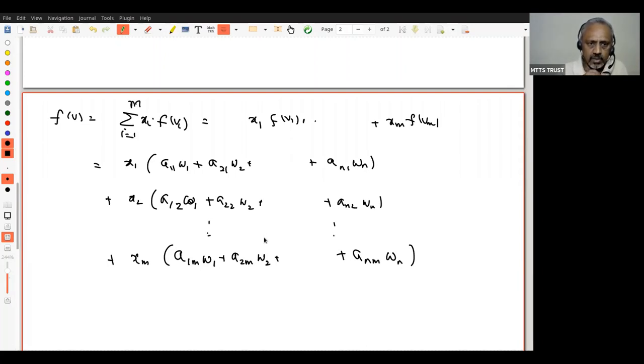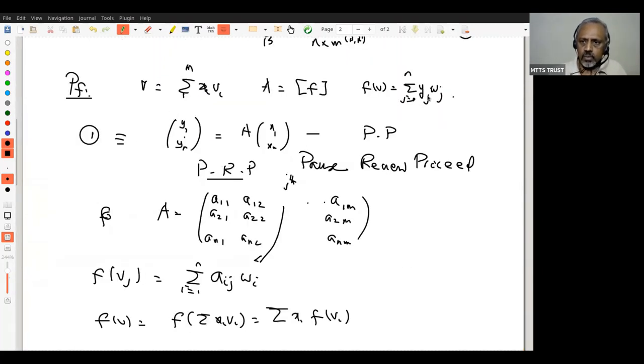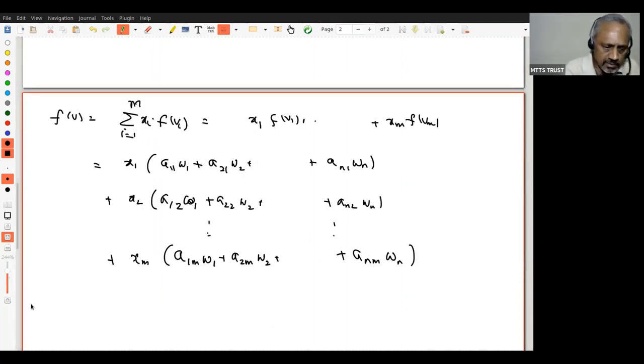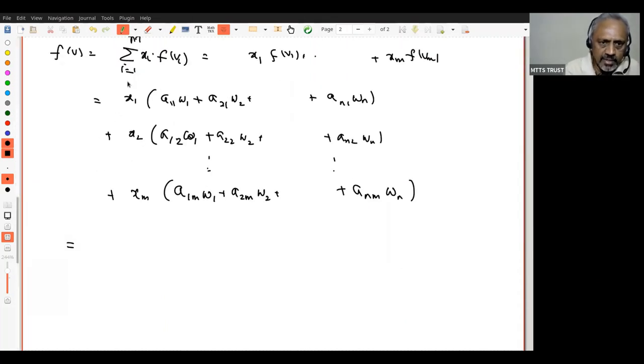Now what is my goal? F of v, I want to write it as the sum of yj wj. You understand? Right. So what I will do, I will rewrite this. Let us look at all the w1 terms. So I have to collect the coefficients. Now I can write x1 a11 plus x2 a12 plus xm a1m, but I will slightly rewrite because of what I have in mind. This is a11 x1 plus a12 x2 plus a1m xm, into w1.